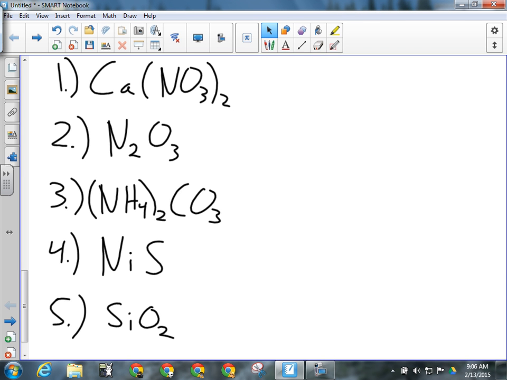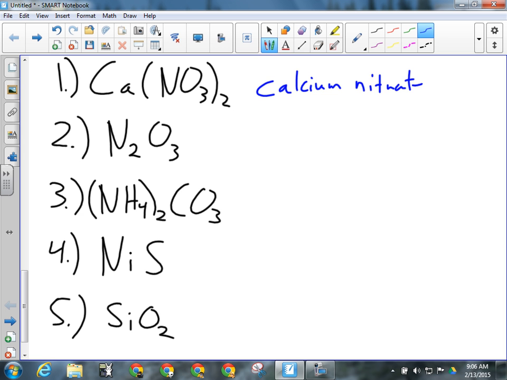Okay, let's have a look at these 5 here. For our first one, is this ionic or molecular? It's ionic. Calcium is a metal, so we've got to name it as such. We name calcium with no capital letters, and this polyatomic ion is nitrate. That's all we have to write. No prefixes, nothing like that. It's just an ionic compound.